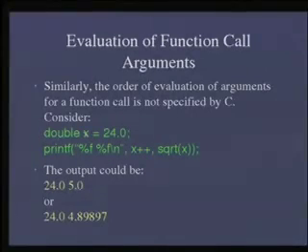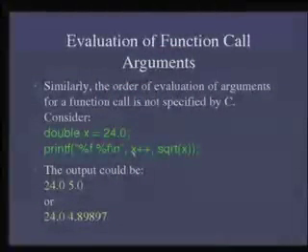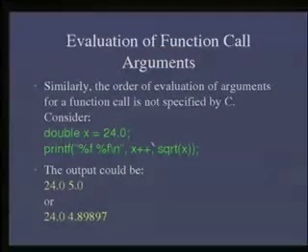So here x is a variable of type double with value 24, and the printf statement prints two double numbers. The %f is used in printf to print a double quantity. The first quantity is x, the value of the expression x plus plus, and the second quantity is the value of the expression square root x. Now, as I said, the C language does not specify in what order these two operands are going to be evaluated.